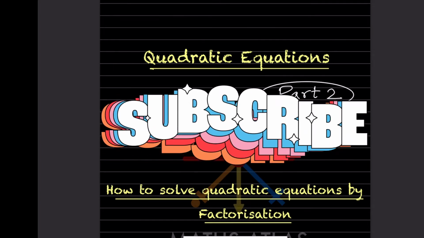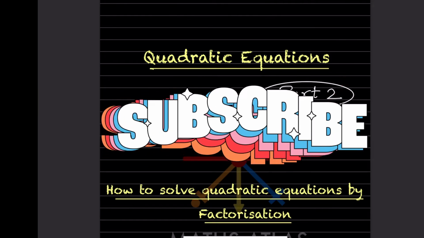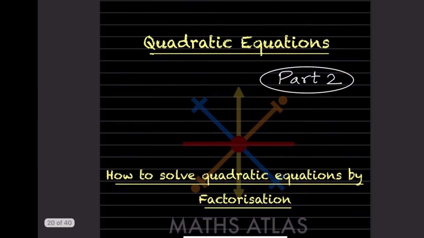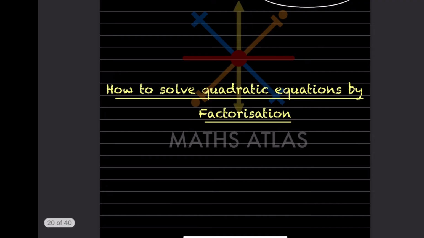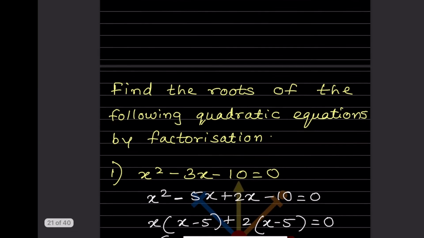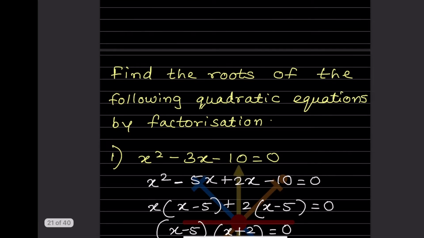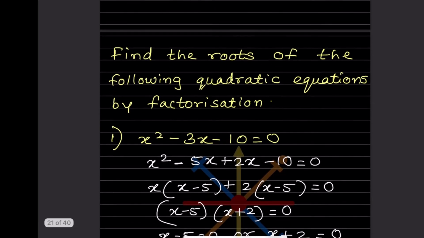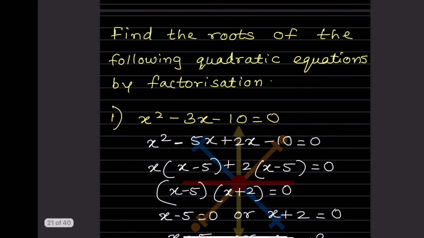So today we are going to do part 2 of quadratic equations, and in that we are going to see how to solve quadratic equations by factorization. Here there will be some more examples, but every example has a slight difference, so you have to go through all the examples given over here. First, you have to find the roots of the following quadratic equations by factorization.